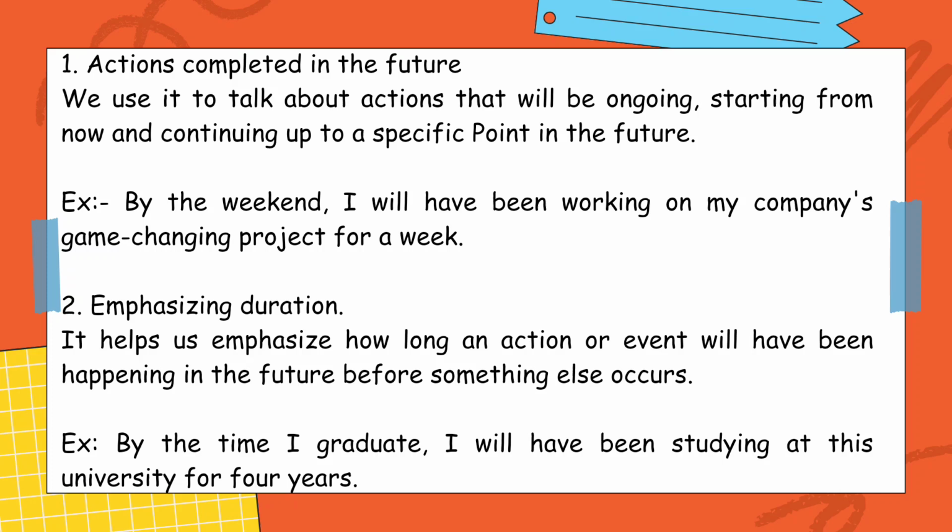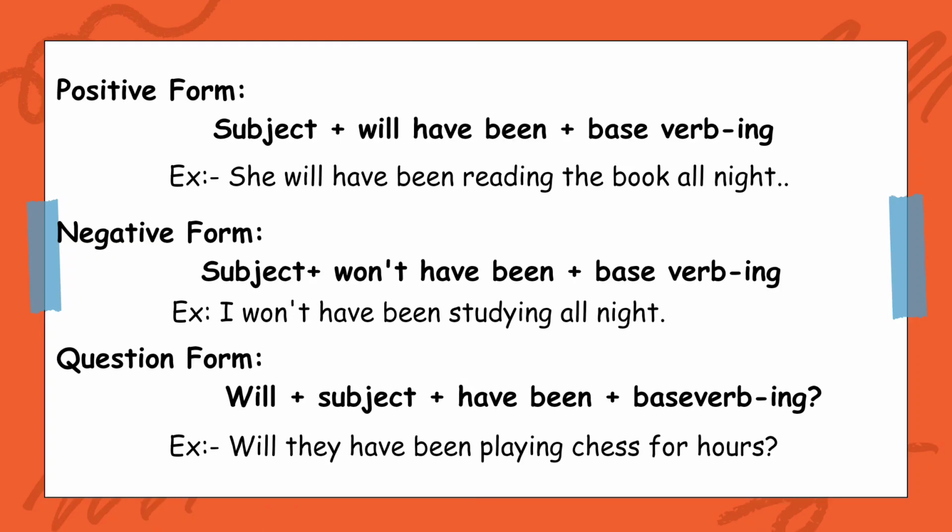Positive form structure is subject plus will have been plus base verb ing. Example, she will have been reading the book all night. Negative form: subject plus won't have been plus base verb ing. I won't have been studying all night. Question form: will plus subject plus have been plus base verb ing. Will they have been playing chess for 2 hours?